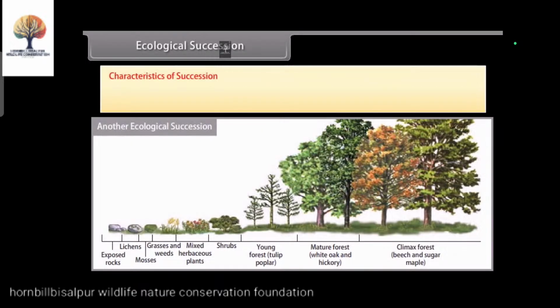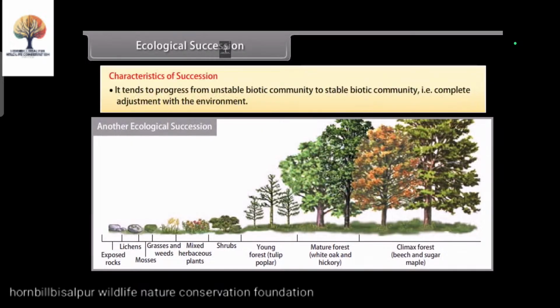Characteristics of succession. It tends to progress from unstable biotic community to stable biotic community, that is, complete adjustment with the environment. Its several stages are so regular and directional that an ecologist can often predict the sequence of future communities. In successive stages, there is a tendency towards increase in species diversity, total biomass, niche specialization, and humus content of the soil. It tends to progress from simple food chains to complex food webs.